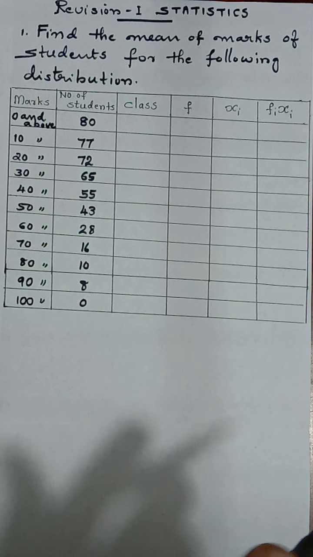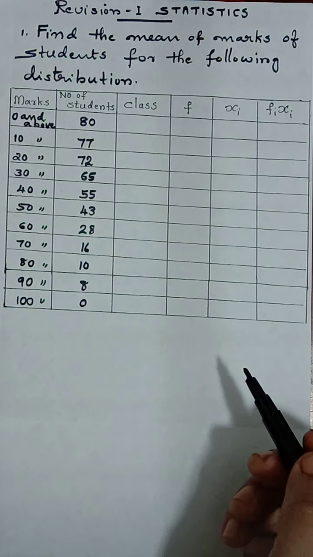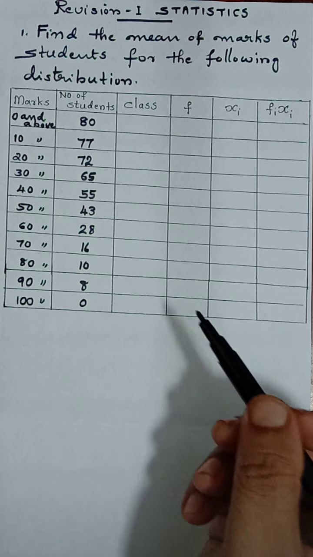Welcome to Maths class. Today we are having revision statistics. Revision number 1. Find the mean of marks of students for the following distribution. We can see the columns.